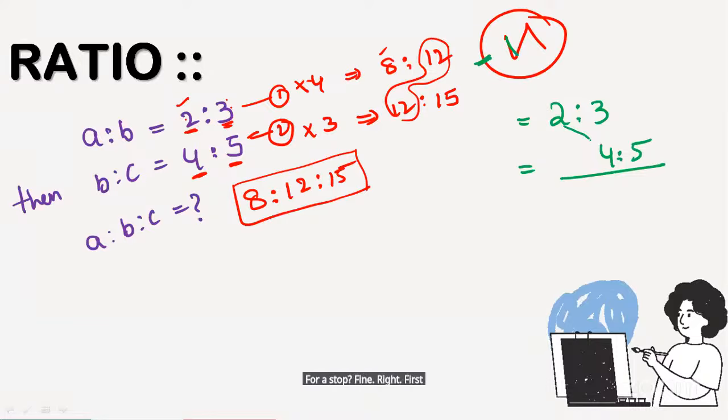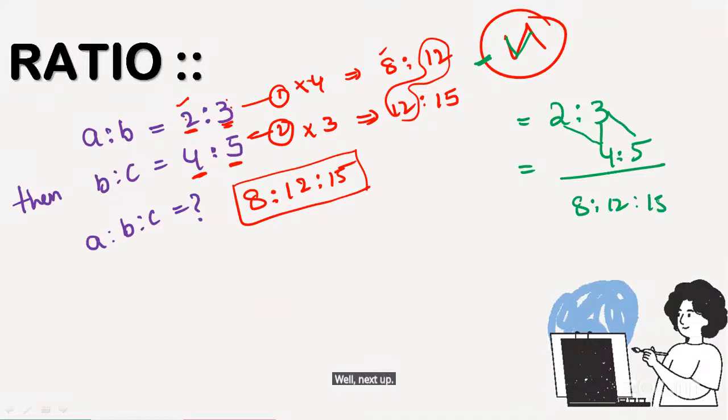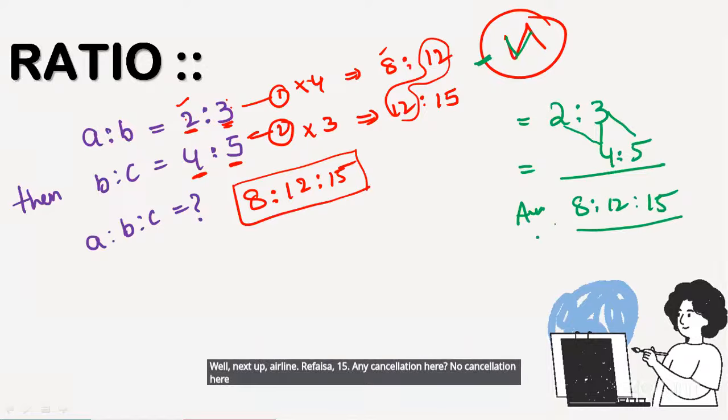First line: 2 4s are 8. Next, second line: 3 4s are 12. Next, third line: 3 5s are 15. Any cancellation here? No cancellation. So the final answer is 8 is to 12 is to 15.